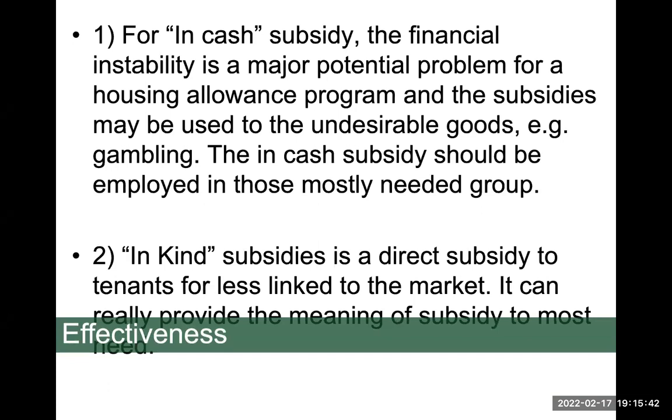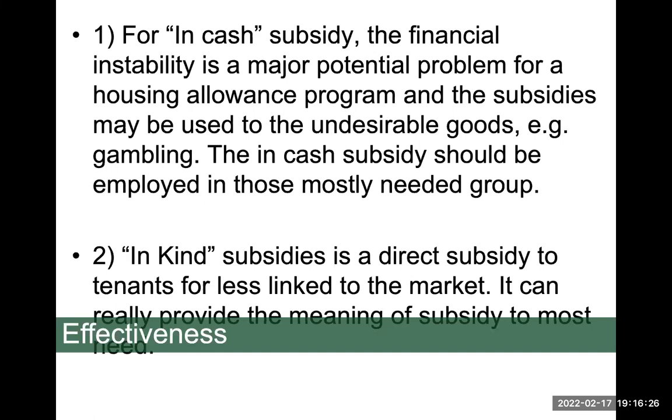And the effectiveness, this is also another touching point we would try to think about, is for in-cash subsidy. The financial instability is considered a major potential problem for a housing allowance program. And the subsidies may be used for undesirable goods, for example, gambling. And this is unpredictable, as I said again. People do have different characters and personalities, and their behaviors take different forms. So at this moment, the in-cash subsidy becomes out of control.